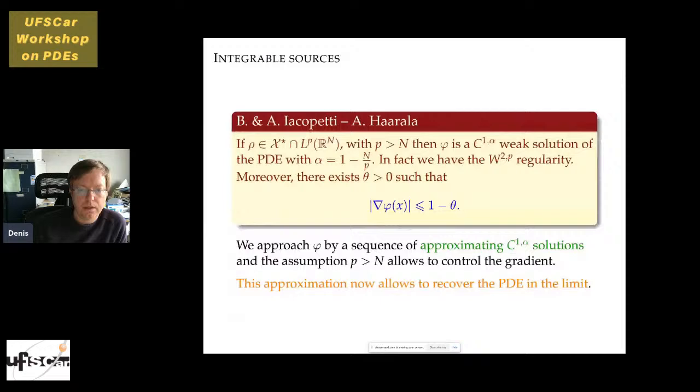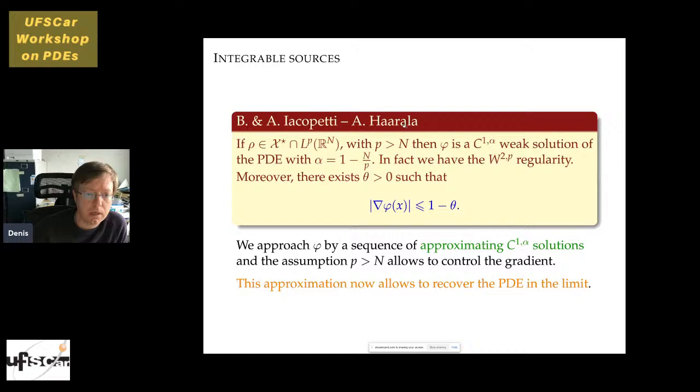Now, the next result we got, and that's the title of the talk, is something for which you have to pay a price. It's not something you can get from the Bartnik and Simon paper. You have to work for it. So we showed, with Alessandro Jacopetti, and independently, there is a paper by Axeli Ahala who appeared on arXiv. I think Axeli was first. He put his results on arXiv some months before us.